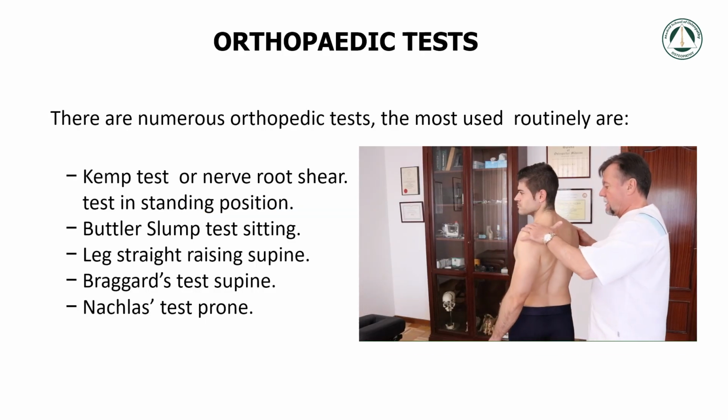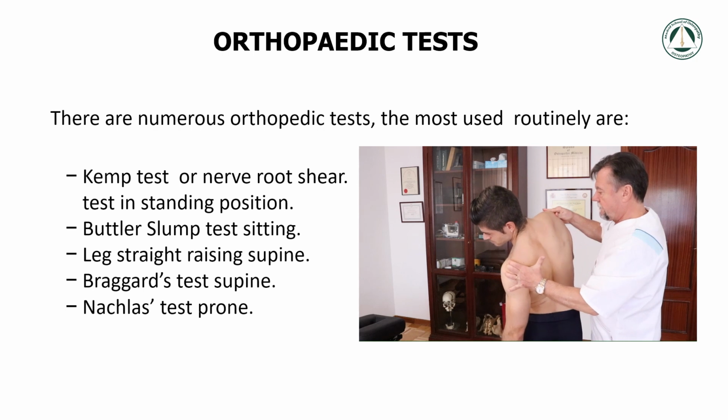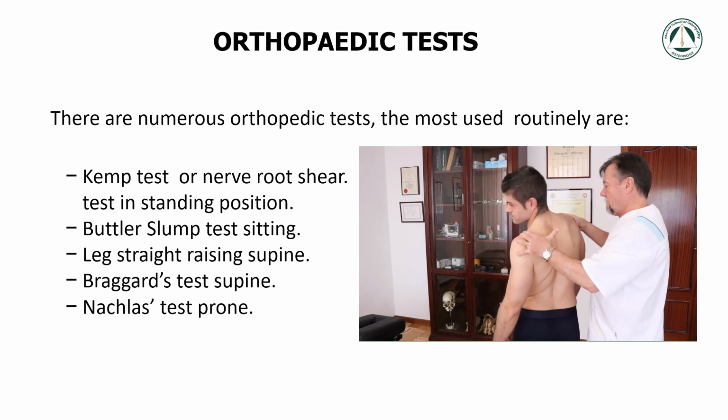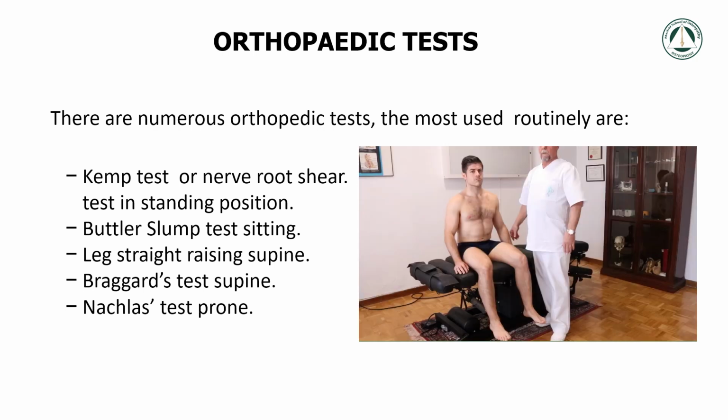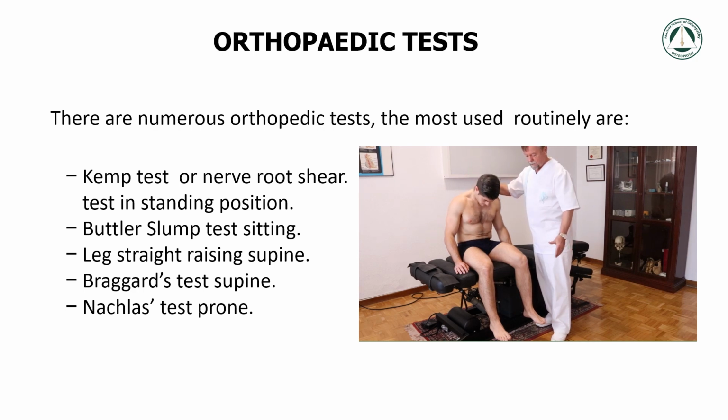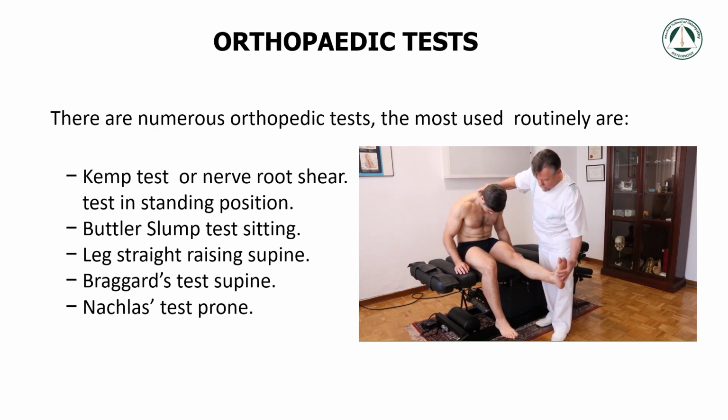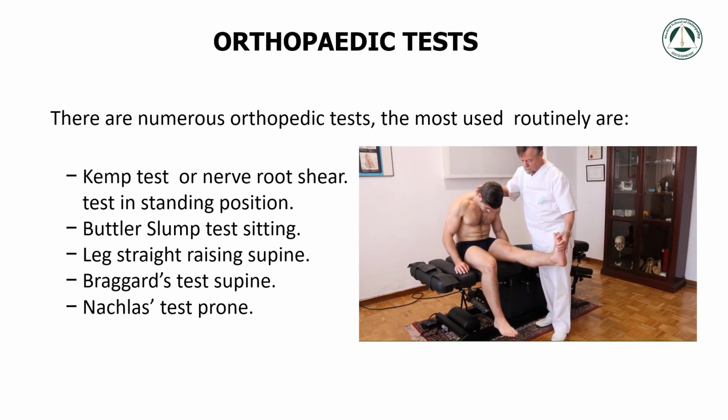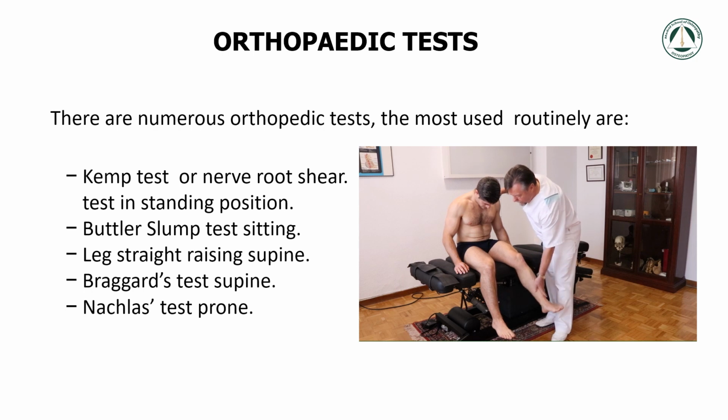There are many orthopedic tests for the diagnosis of low back pain and sciatica. Some are used a lot and others less. Tests that are used routinely include the HEM test or nerve root shear test in standing position, Butler slump test sitting, straight leg raising supine, Bragard test supine, Nachlas test prone.